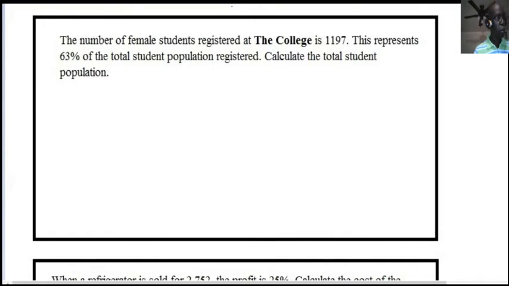Let's look at another problem. You can pause the video and try to work the problem on your own before looking at my solution. The number of female students registered at the college is 1,197. This represents 63% of the total student population registered. Calculate the total student population.